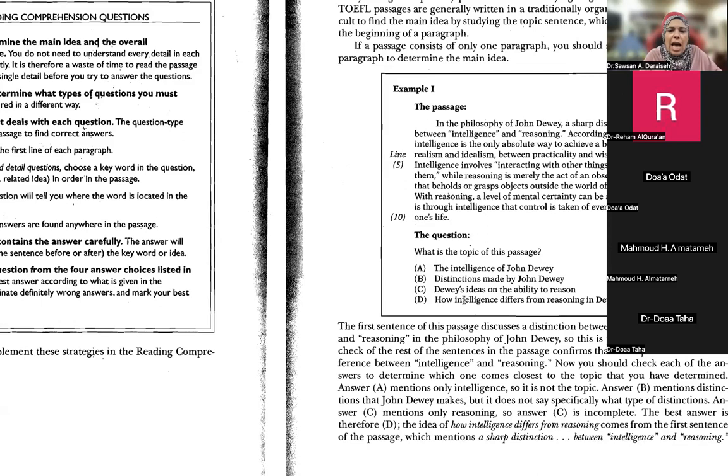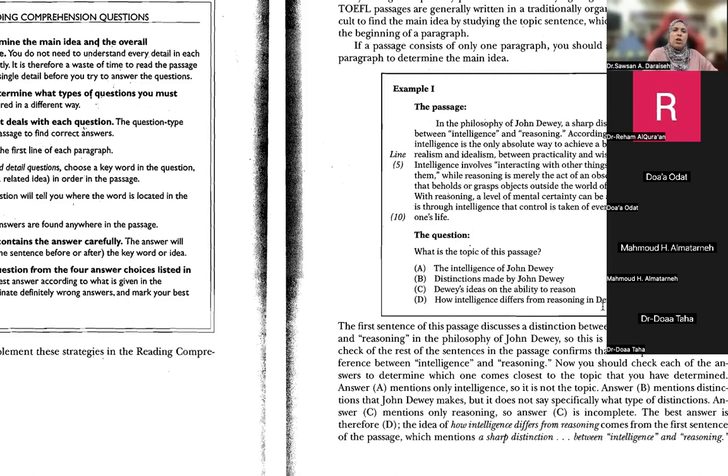So look, how intelligence differs, and differs means what, guys, distinctions, from reasoning in Dewey's work. Dewey's work means in his philosophy. So remember, what is the question? What is the topic of this passage? The topic is in the first line, or at most the second line. We have one line here and we read it, and the answer is at the end of this line, or sentence, okay? And if you want to ask what is the main idea, A doesn't work, B doesn't work, C doesn't work, D is the answer.